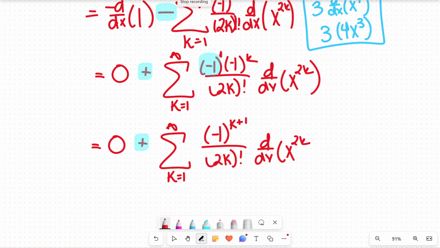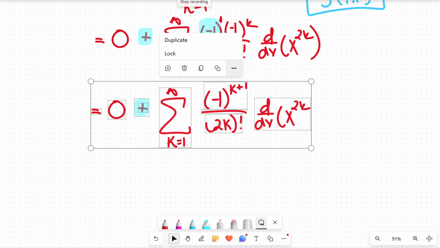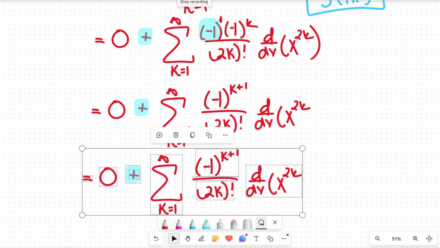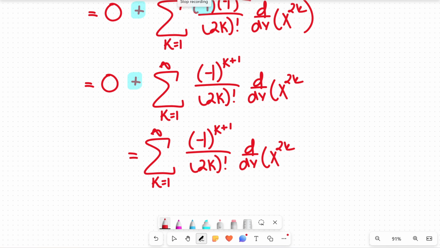So that way I can get that positive sign and also combine my two negatives. Now I still have to differentiate, so let's make sure we're doing that. I'm going to duplicate this down. I don't need this negative, I don't need this 0 anymore, so I'm just going to take that off.